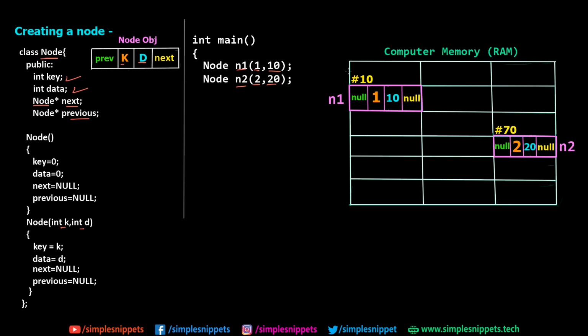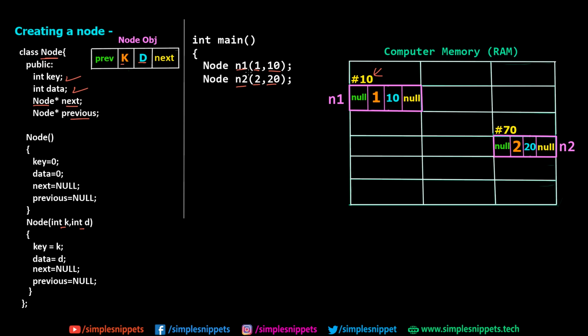So what happens in the computer memory where your program is running? In the computer memory, 2 memory blocks are allocated, right? Let's say the n1 object is created at memory address #10. We know the key is 1, the data is 10, and the previous and next pointers are going to be null, because that is what is assigned when you create it for the first time. Similarly, n2 is created at some random location.